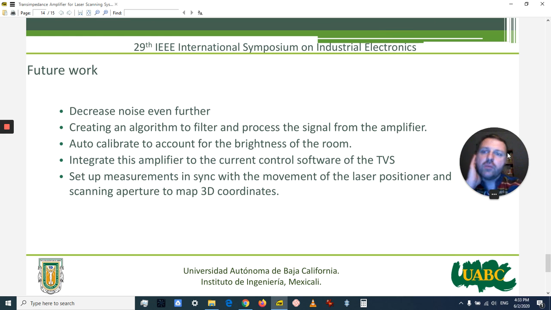In future work, we will also research creating an algorithm to filter and process the signal in the amplifier, to auto-calibrate, taking into account the brightness of the room and calibrating the sensor sensitivity. We will also integrate this amplifier into the actual control software of the scanner, and set up measurements in synchronization with the movement of the laser positioner and scanning aperture to map the reading coordinates.